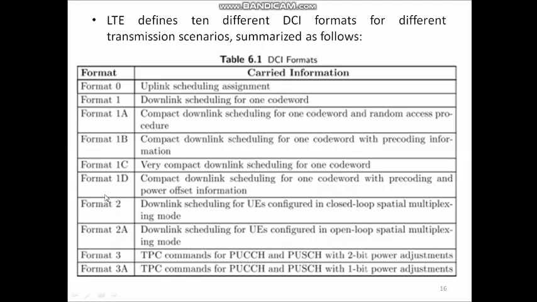And then we have format 2 and 2A. They provide downlink scheduling information for closed loop and open loop multiplexing respectively. So, in format 1, spatial multiplexing is not supported. Here in format 2, both open loop and closed loop multiplexing are used. And format 3 and 3A carry transmit power control, that means TPC commands. So, they carry transmit power control commands for the uplink transmission.